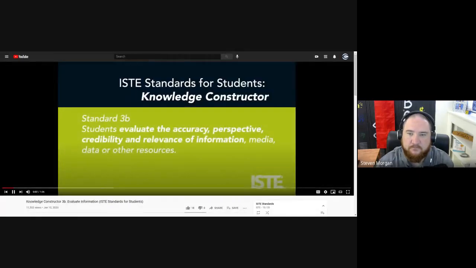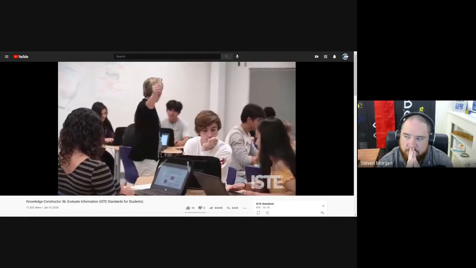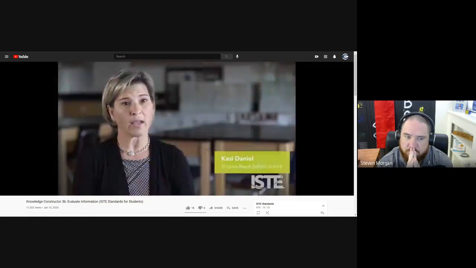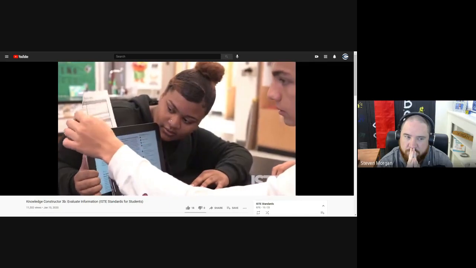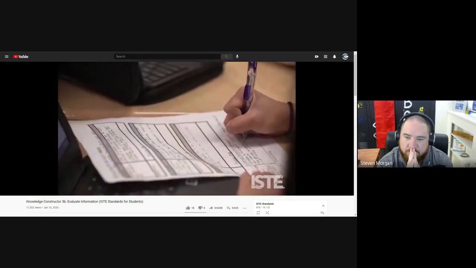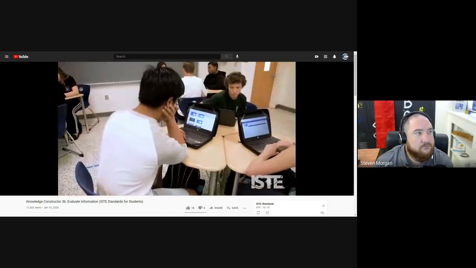Students evaluate the accuracy, perspective, credibility, and relevance of information, media, data, and other resources. Students were super curious about why. Why don't people vaccinate? They're curious and have questions, and so it allowed the students to look at both sides of an issue and then create something to share.